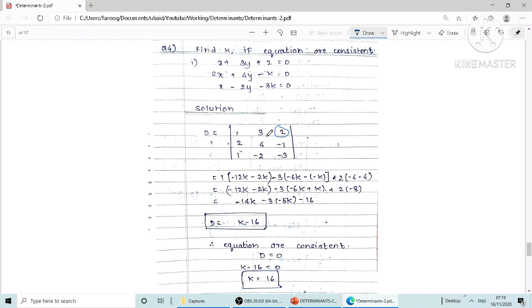Then again copy this 2 as it is, hide first column and third row. What is left? 2 and 1 is left, 4 and minus 2 is left. When we will cross multiply, 2 into minus 2, minus 4, 4 into 1, 4.